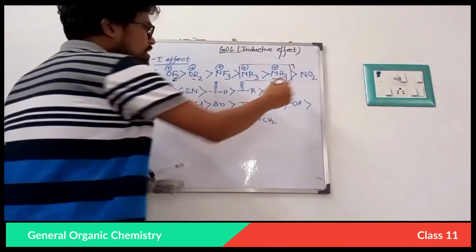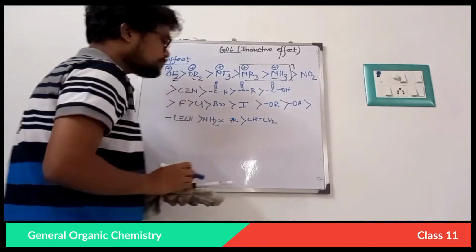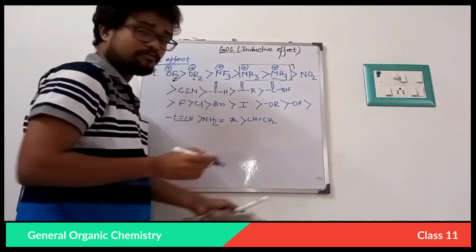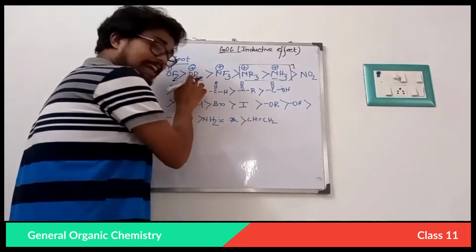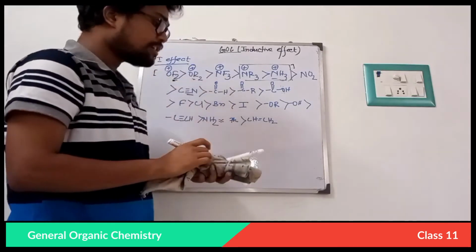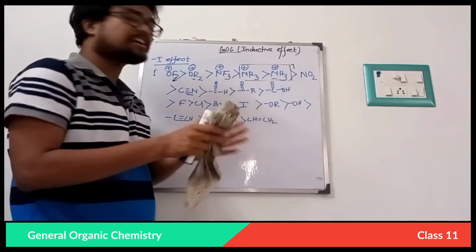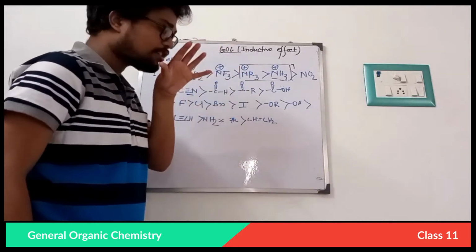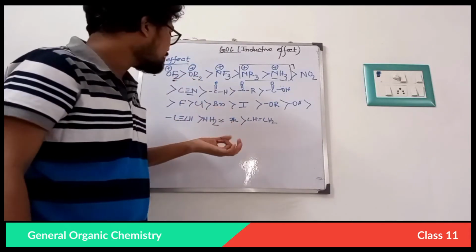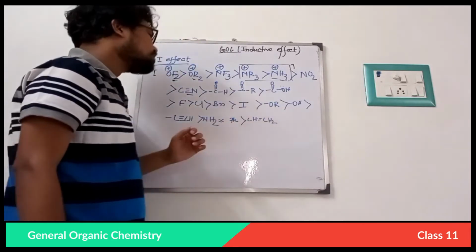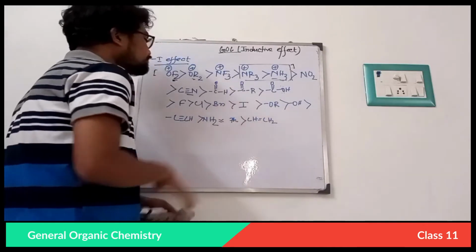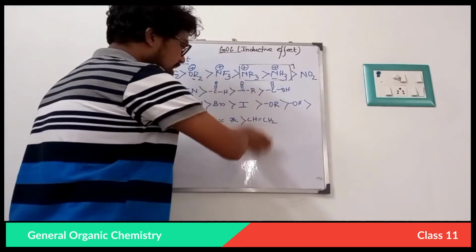Next, NO2 group, then cyanide group. There is a triple bond. If a triple bond atom is attached with an electronegative atom, we know sp hybridized orbital has 50% s character, and if the s character increases, the electronegativity also increases. I have discussed this in the previous video. Then aldehyde, then ketone.